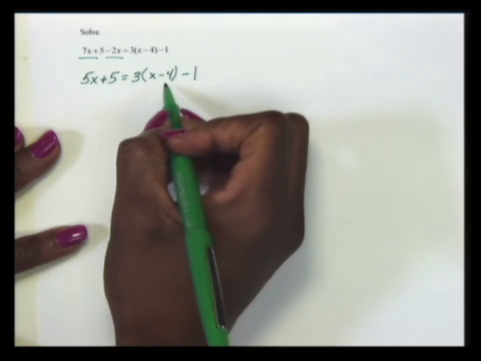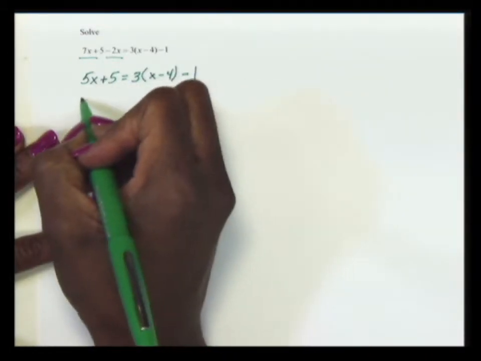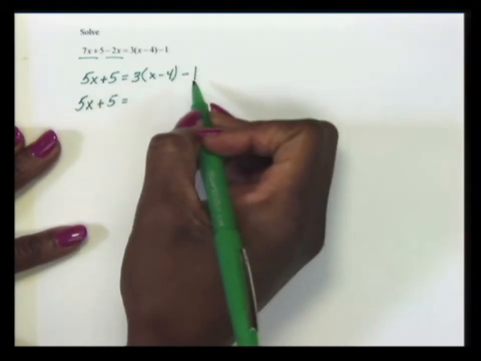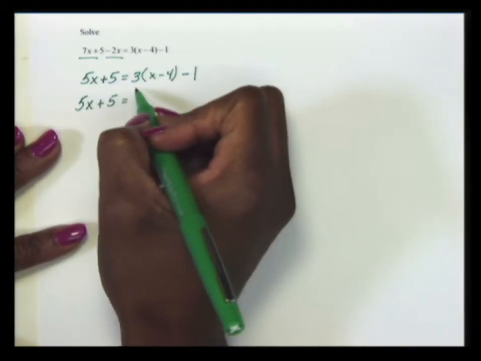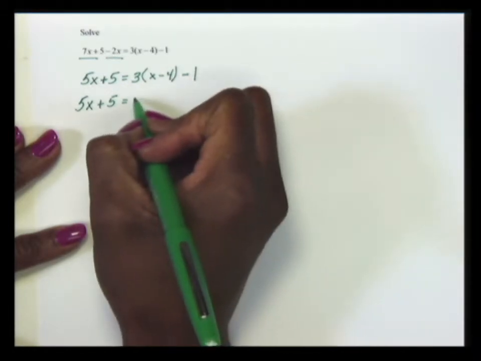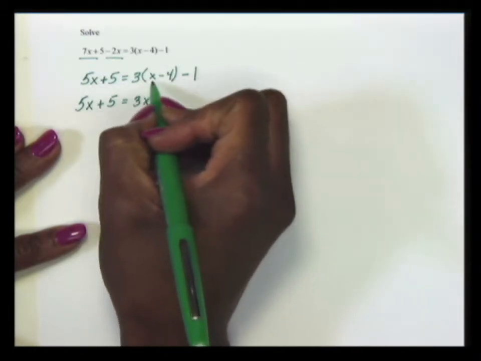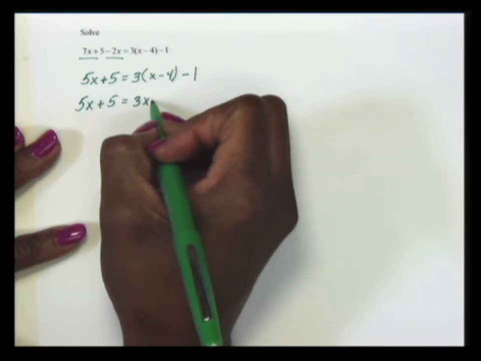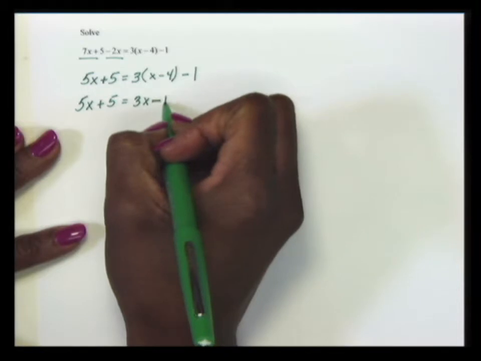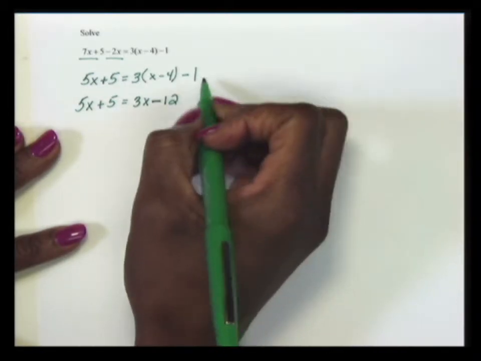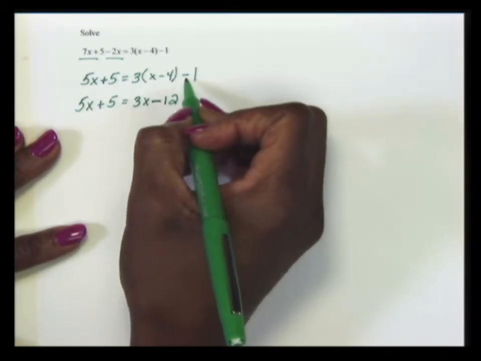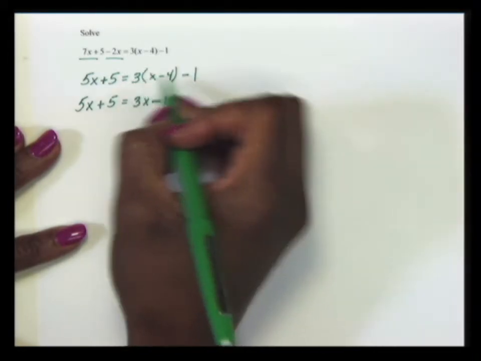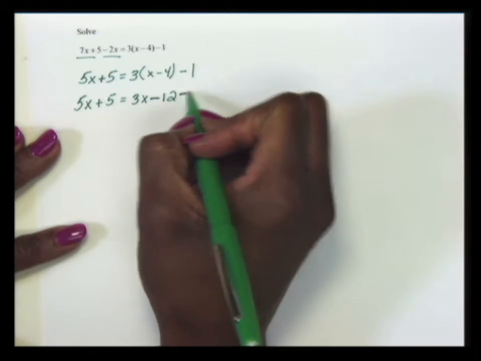On the right side, we have to remove the parentheses. So we're going to write the left side down again, and now we'll concentrate on the right. Using the distributive property, we have 3 times x gives us 3x. 3 times negative 4 will give us negative 12, or we'll say minus 12. The minus 1 that's on the outside of the parentheses will not be distributed with the 3. They will not be multiplied. We'll just bring the minus 1 down.